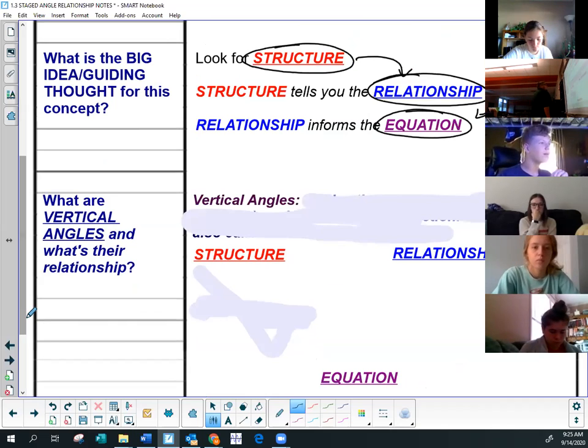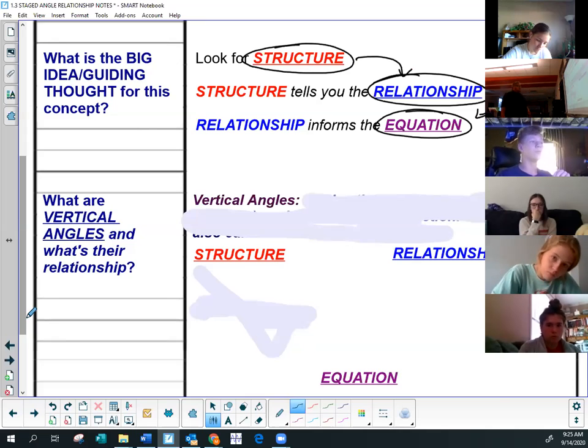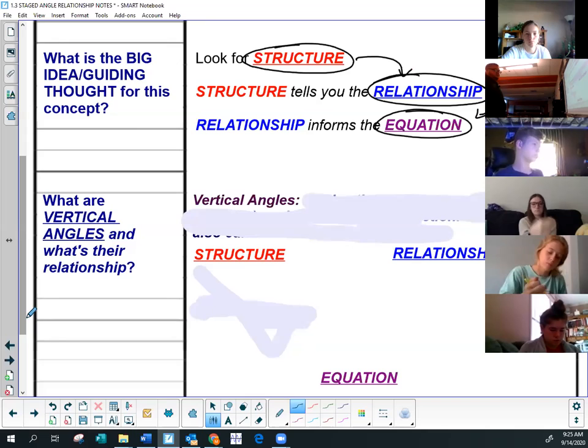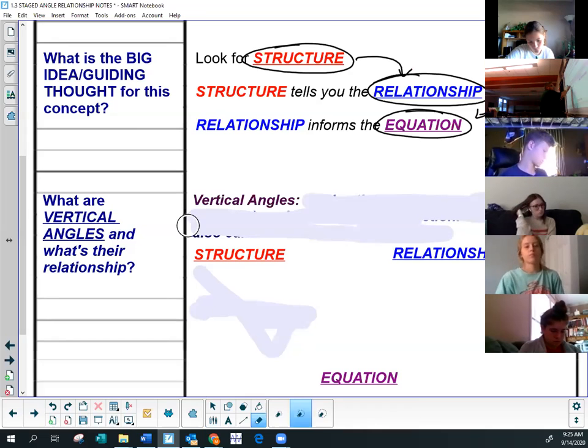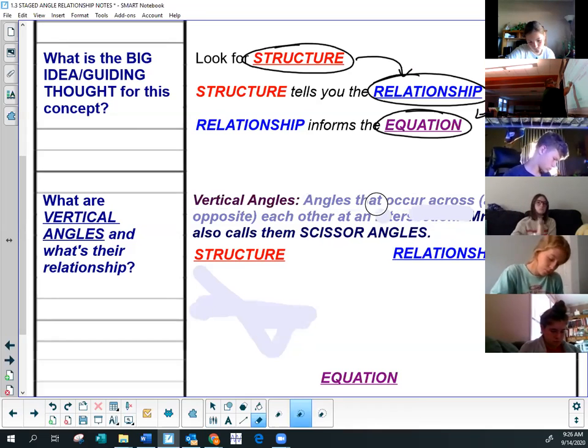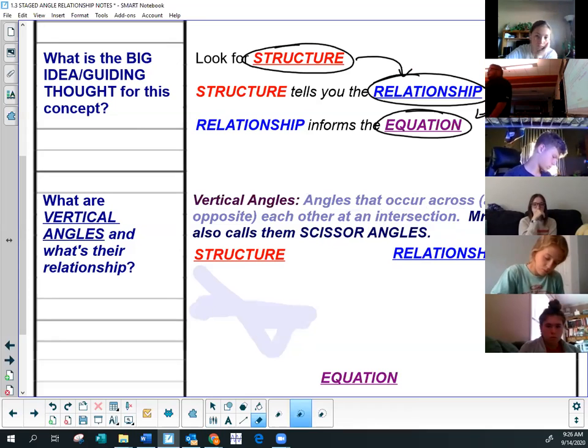And so thinking about the structure, relationship, equation, kind of synergy, the first relationship I want to study or have you understand is something called vertical angles. So I'm going to give you the definition of vertical angles, and then we can discuss it. Okay, so take a few seconds and write that down.